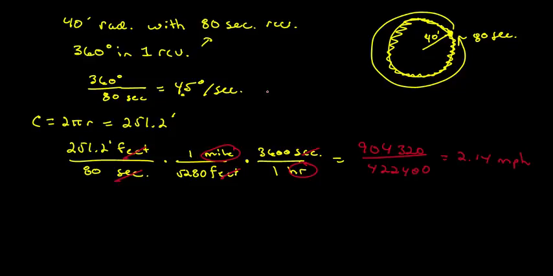I know this isn't really clear, so let's just rewrite that. 4.5 degrees are traveled in a second, and someone traveling on the outside will be traveling at 2.14 miles every hour.